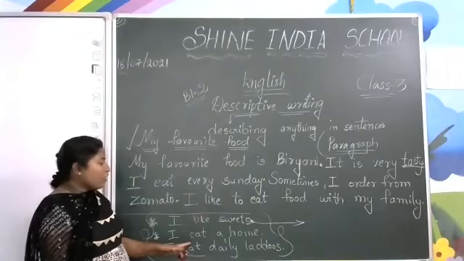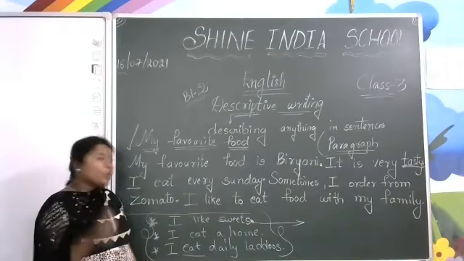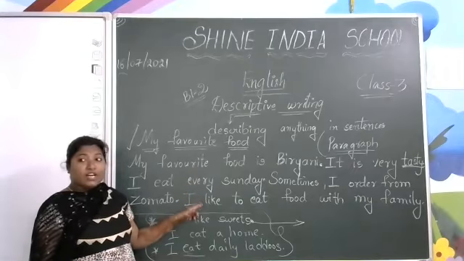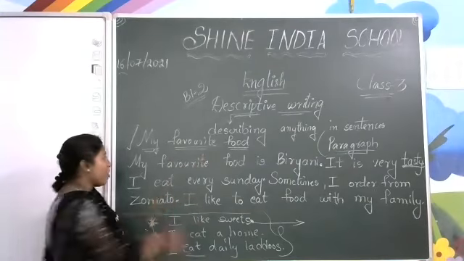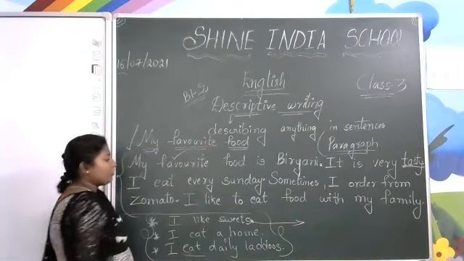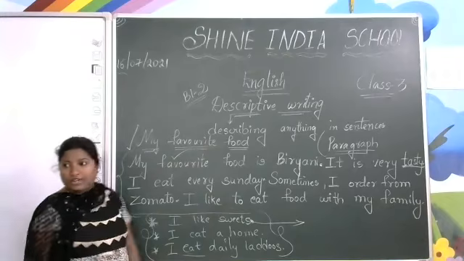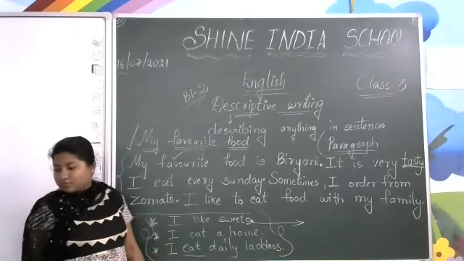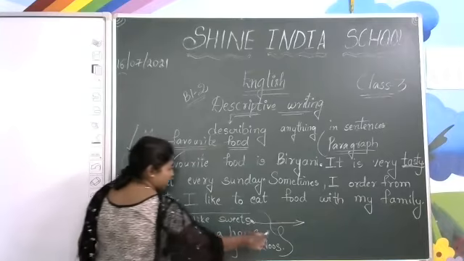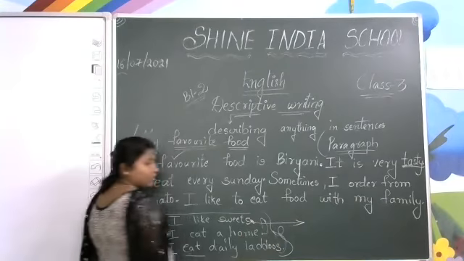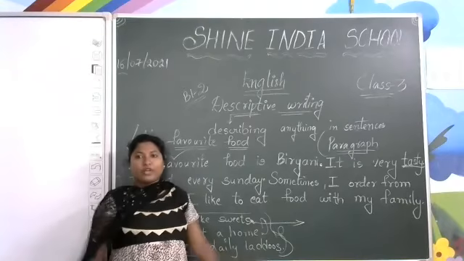So, today your homework is to write about your favorite food in your homework book. Write in paragraph form. In which form? In the form of a paragraph. This form you should write. Last time, it was the wrong pattern. Okay? Don't write like this. Continue this line here. Okay, children, that's all from today's class.